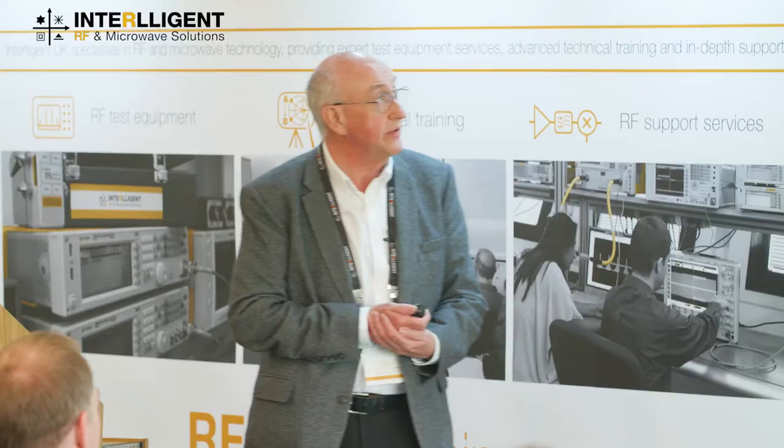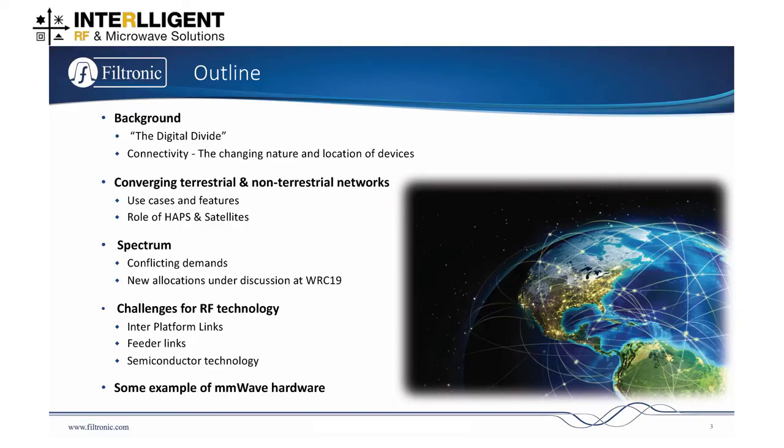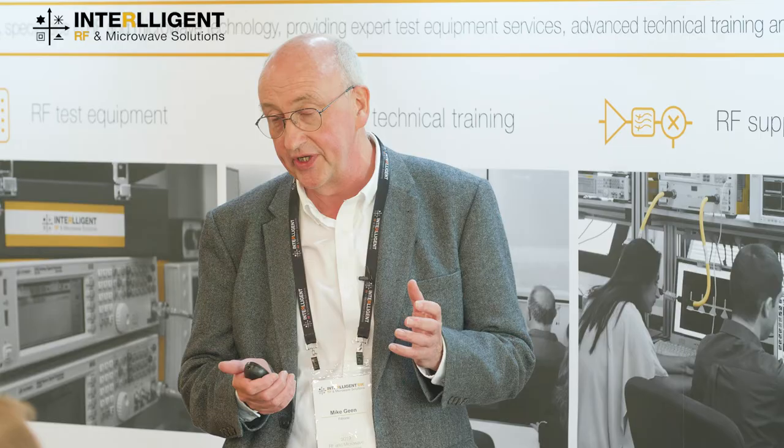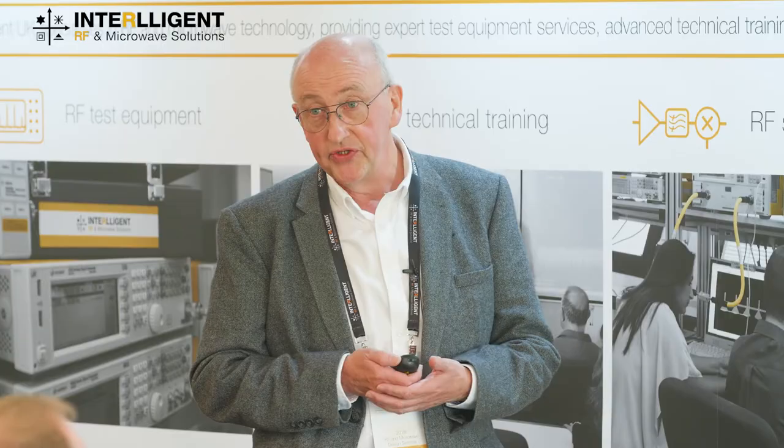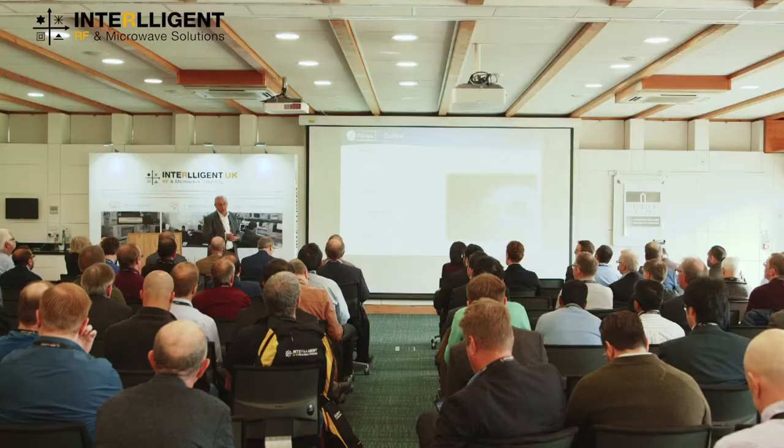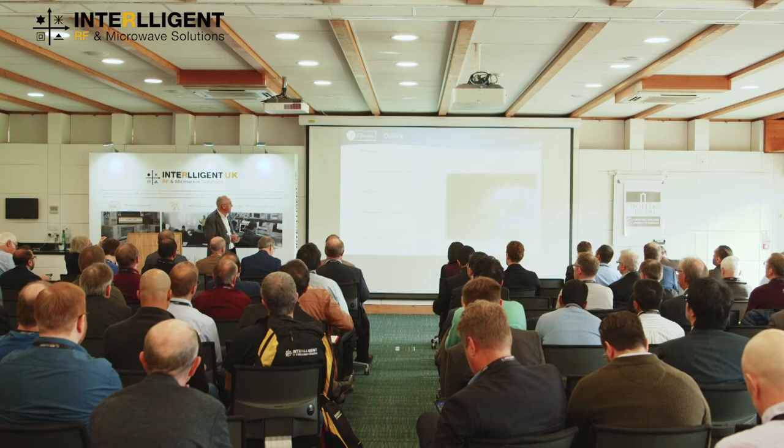I'll start off with a buzz phrase, the digital divide, and say a little bit about what that means. The nature of the devices that are being connected is changing. It's not just mobile phones nowadays. With the Internet of Things, there's a wide variety of different devices which need to be connected, and they're not all in cities. This is one of the issues. A lot of the IoT devices will be distributed in fairly remote places.